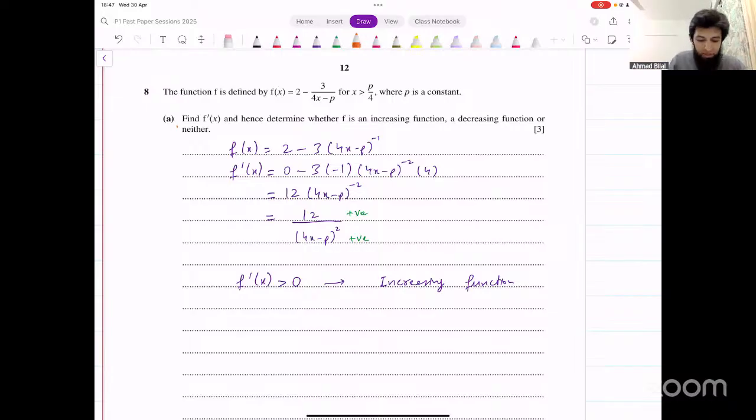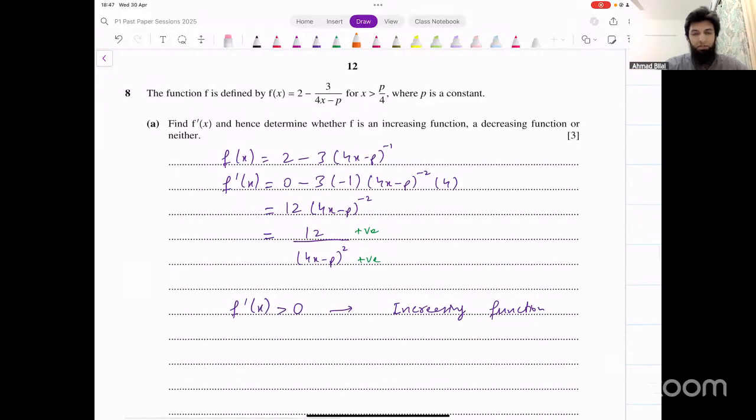Unless it was the neither case. For proving that it's neither, inputting values might work in some cases, and that would be that you show that at one value the derivative is turning out to be positive, at another value it's turning out to be negative. So it's neither always positive nor always negative. So it's neither increasing nor decreasing. But for proving that it's always increasing or always decreasing, inputting values never works. That's not going to work.